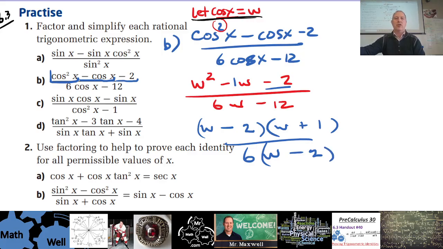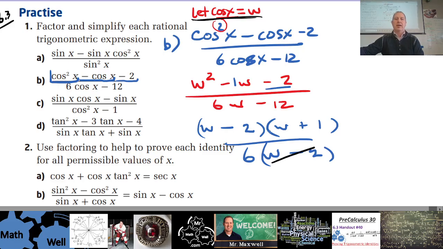At this point, you can feel free to say, hey, I have a common factor. And you can eliminate that right now. That's not a problem at all. Because whatever w is, it's the same w up here. So w minus 2 on the top is the same as w minus 2 on the bottom. Even though it's cos x minus 2, it's still the same. So you can eliminate it right away.